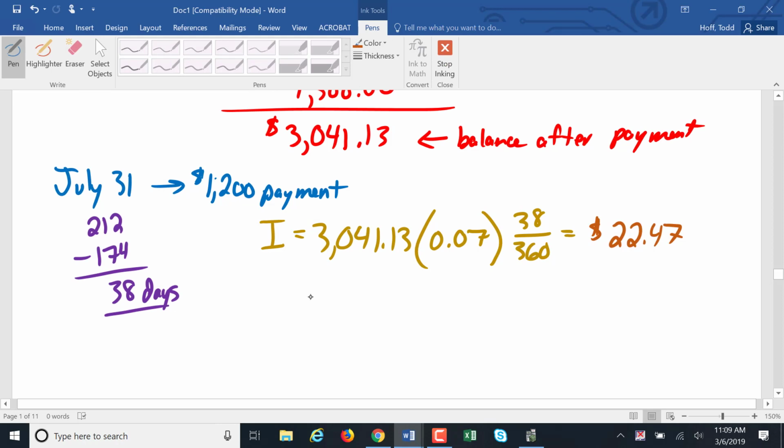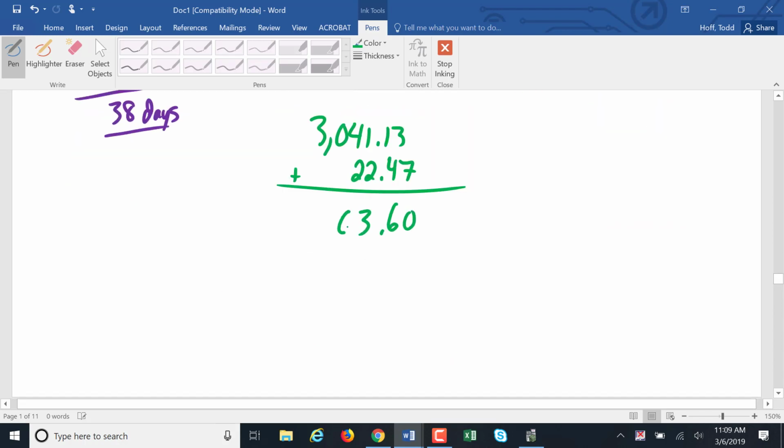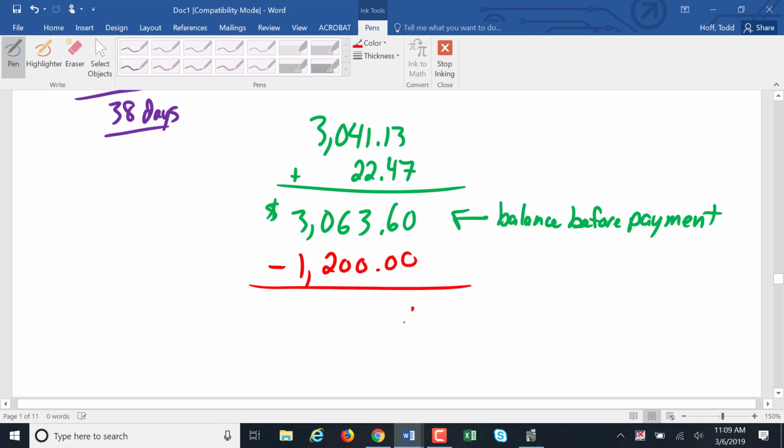So now we'll find that balance before the second payment. So $3,041.13 plus that interest of $22.47 gives us now a balance of $3,063.60 before the payment. So now we make that payment. This was a $1,200 payment. Leaving us with $1,863.60 as our balance after the payment.